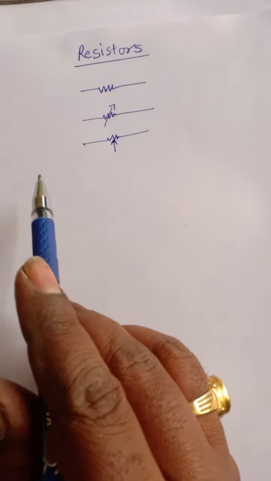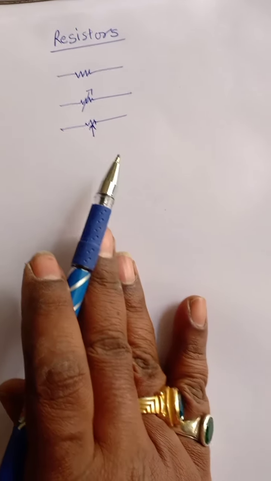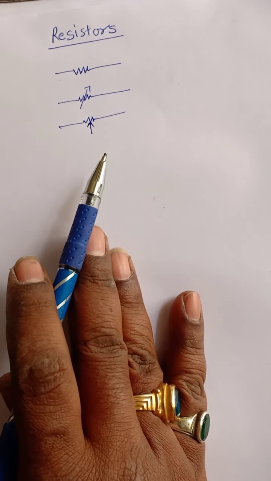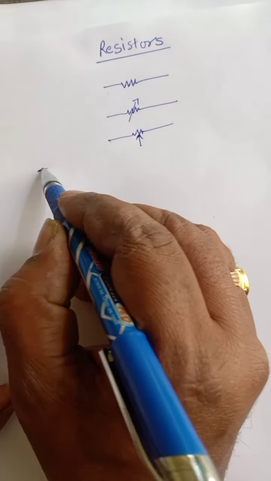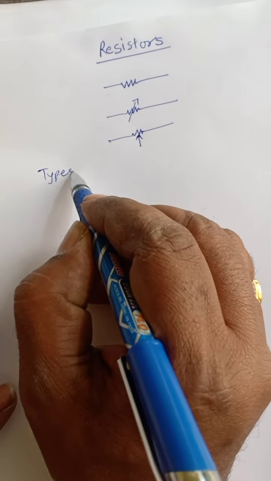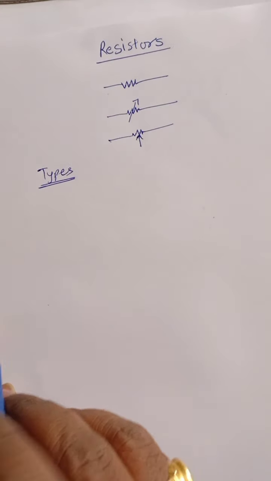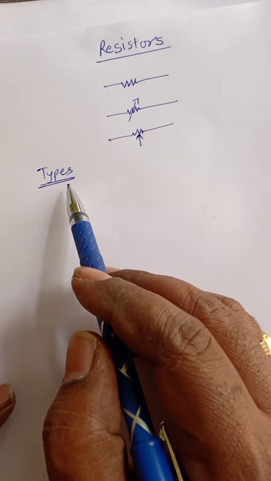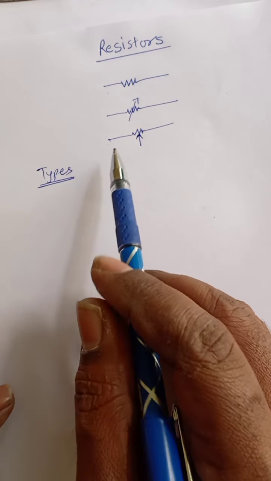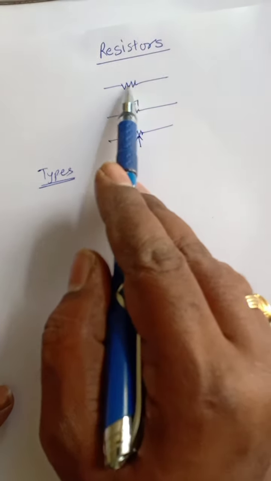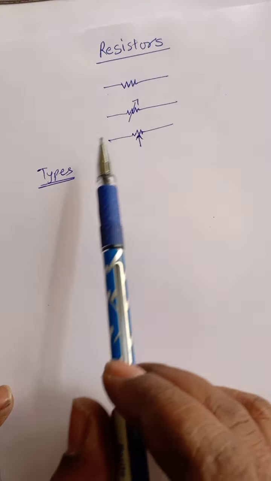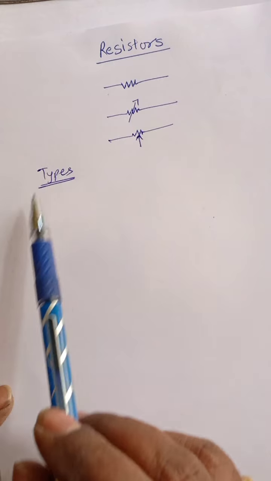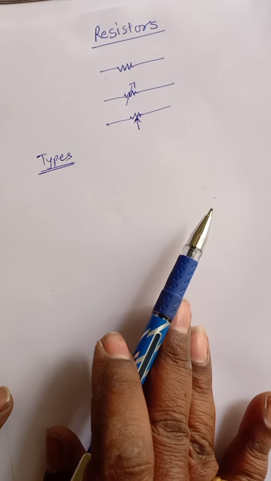Last time we saw the basic idea of a resistor. You also know Ohm's law. So now we are going to discuss the types of resistors. The type of a resistor depends on which material is used to construct it. The material used to construct a resistor gives the type of that resistor.